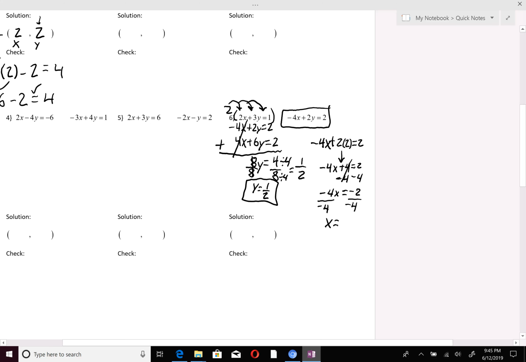And I can do the same thing for reducing my fraction. So negative 2 divided by 2 is a negative 1. And negative 4 divided by 2 is a negative 2. So that cancels, leaving us with a positive 1/2. So for this solution, we get x equaling 1/2 and y equaling 1/2.